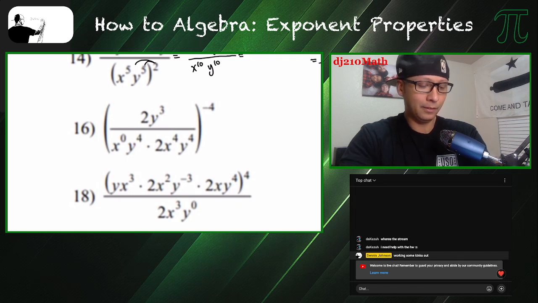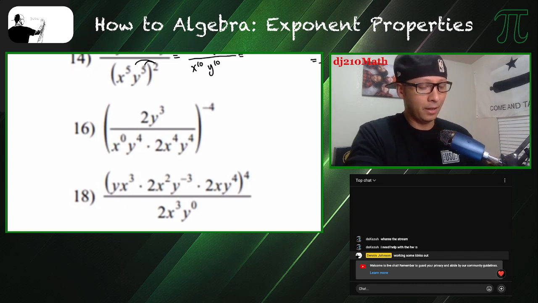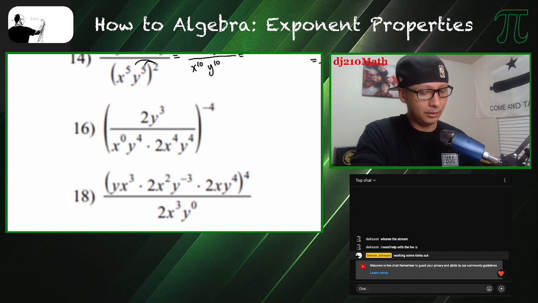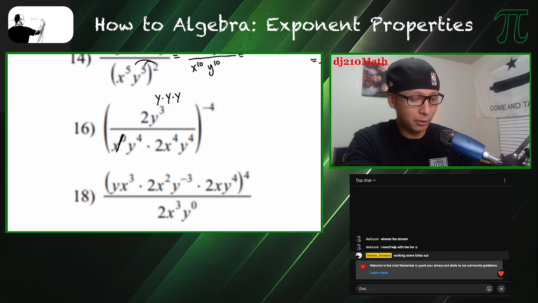Okay. So let's demonstrate in number 16. So let's just demonstrate what I was saying earlier in number 15. So check it out. X to the 0 is just 1. So that's going to go away. 2 to the y cubed and over y to the 4th, 2x to the 4th, y to the 4th. So let's think about what's happening. So y cubed really means y times y times y. So we have 3 y's essentially up top. In the bottom, we're going to have, so this is going to be 4 y's.